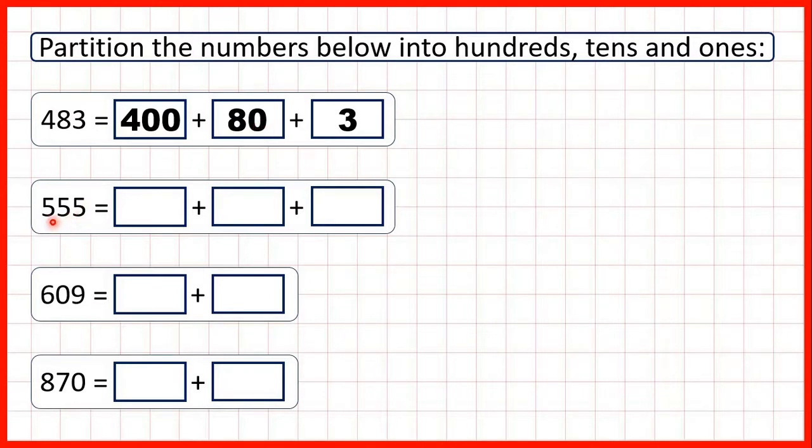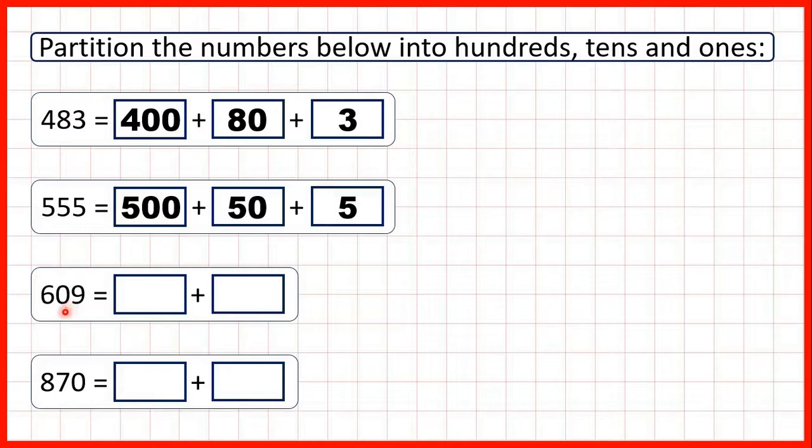So now let's look at 555. This first 5 is in our hundreds place value, so it represents 500. Then we have 5 in our tens, so that's 50. And then 5 in our ones just stands for 5. So if we add 500 plus 50 plus 5, we get 555. Notice when we partition, we only have 1 digit in each of our partitioned numbers that is not 0.